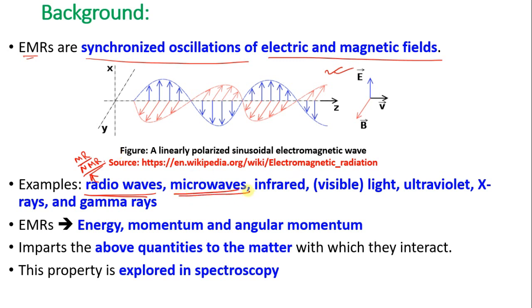Okay. Then microwaves. What about the microwaves? Similar to NMR, there is another spectroscopy which is regarded as ESR, electron spin resonance, or EPR, electron paramagnetic resonance spectroscopy. Okay, in ESR or EPR spectroscopy, the microwaves are being used.